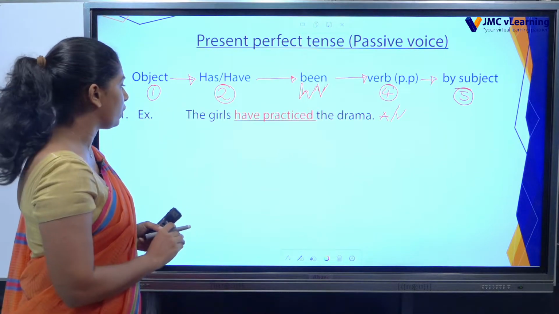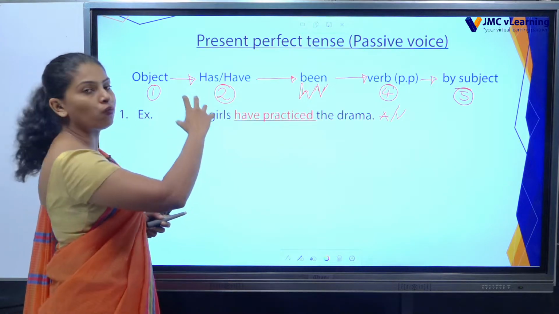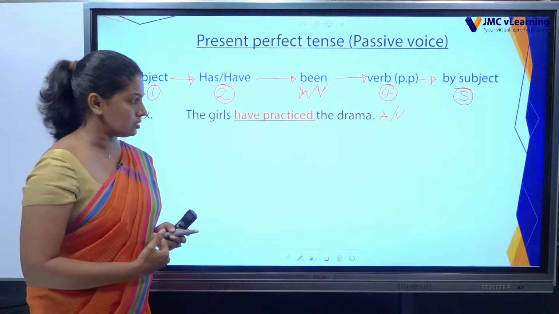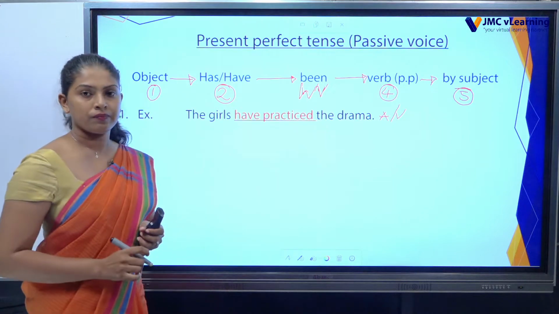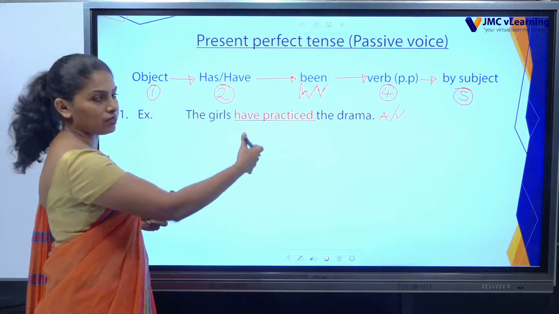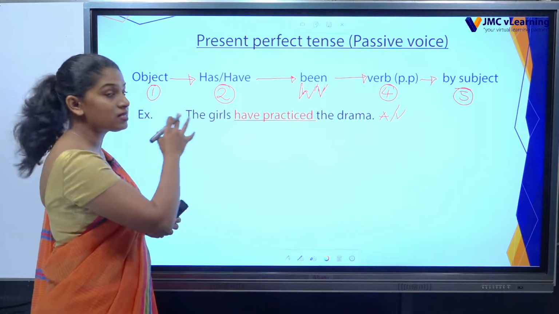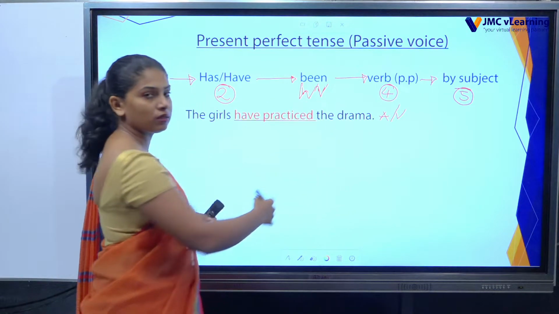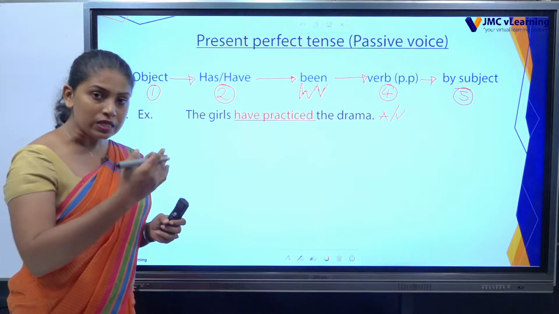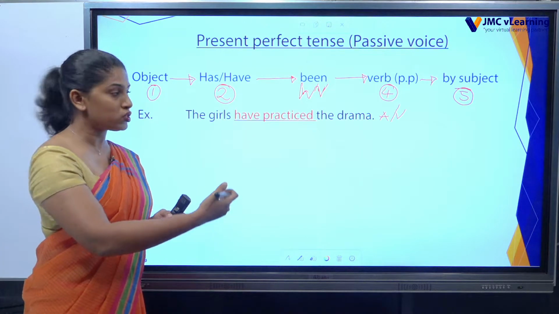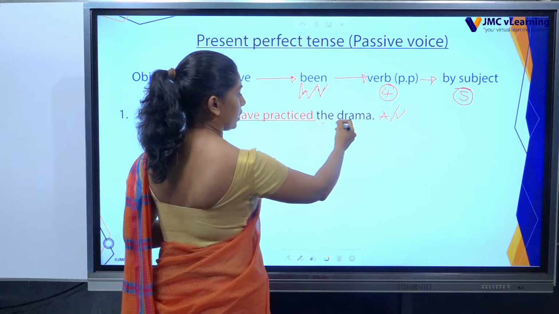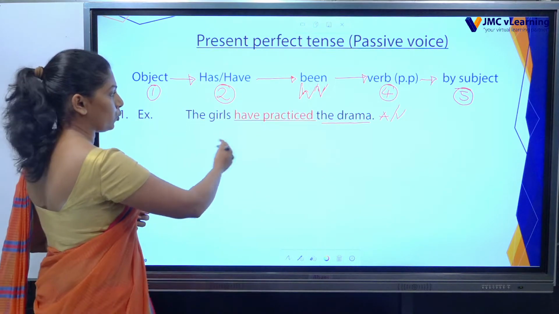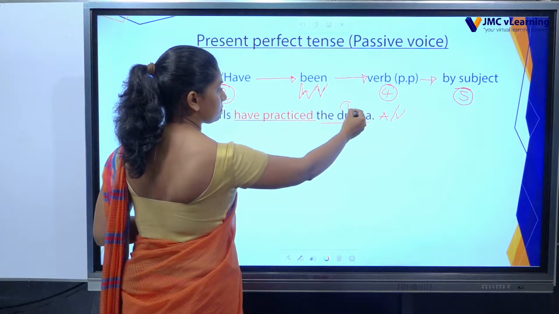Now first we have to find what is the subject and what is the object, because in passive voice we take the object first. So what is the object here? The girls did this, so the girls is the subject here. Then they have done what? The drama. So it comes under the verb. So we call this the object. The drama is the object here. So first we have to write the drama.